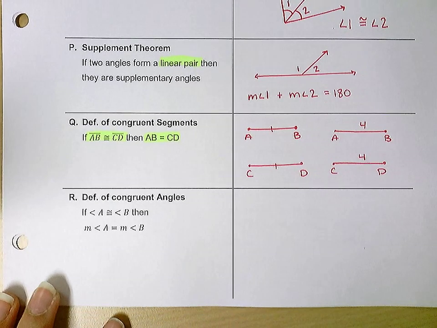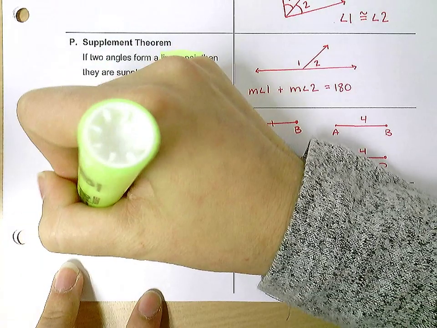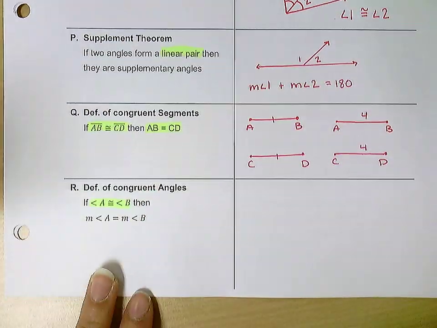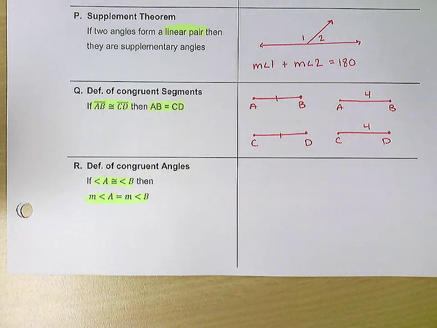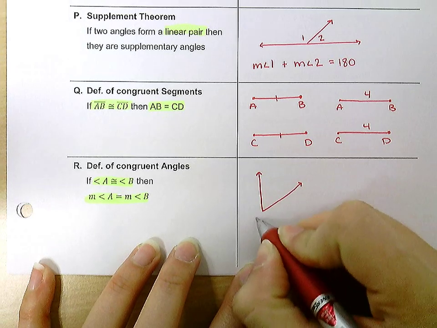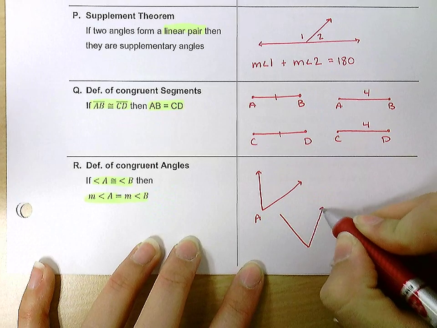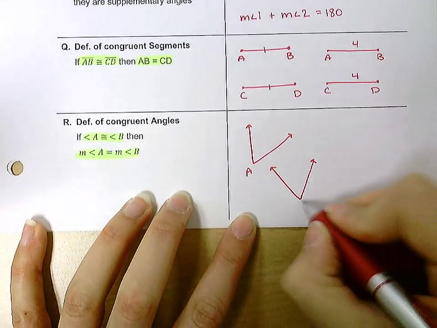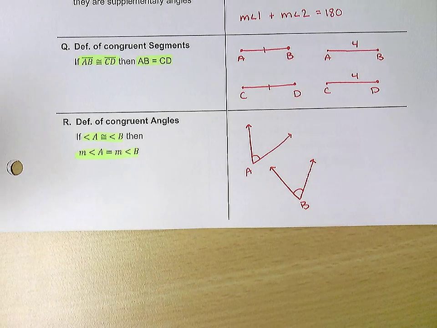We can do the same thing with angles. So we have the definition of congruent angles. If I have angle A congruent to angle B, then their measures would be equal. So if I knew that angle A was congruent to angle B, and it's labeled like this, I know those angles are congruent.